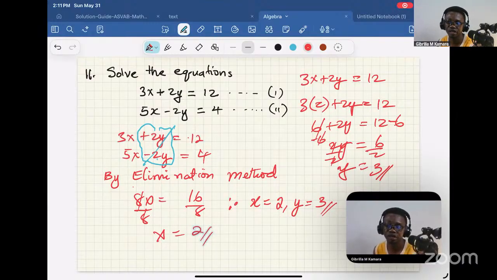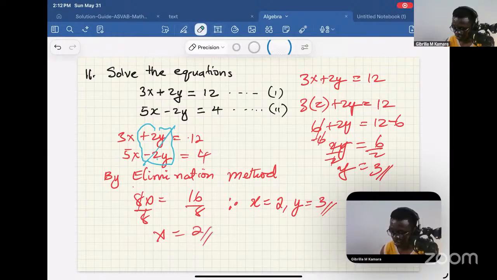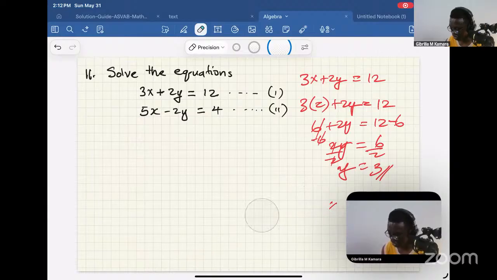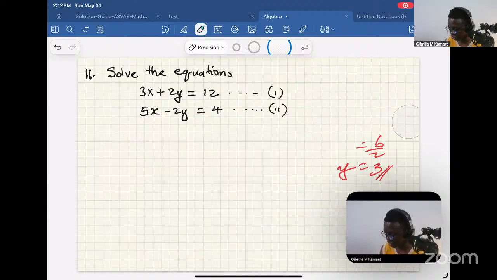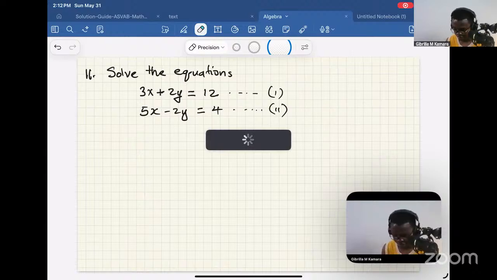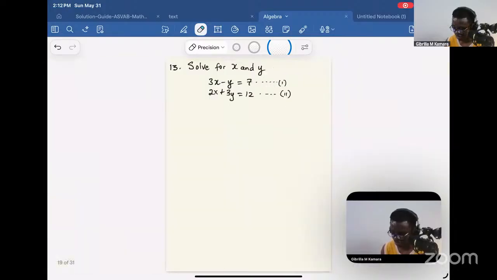So that is the solution to that question. Guys, I thought I was going to be able to solve how many questions. I'm feeling sleepy. I don't know why. So let's solve question 12. Question 12 is more of the same thing, right? It's not really different.